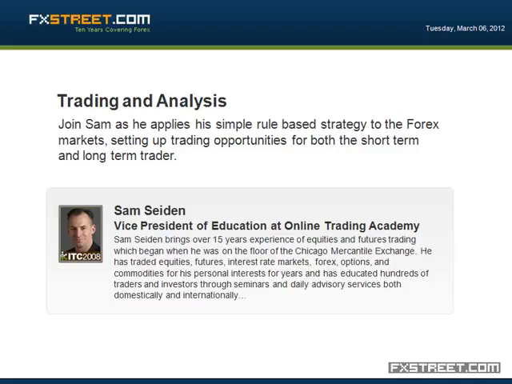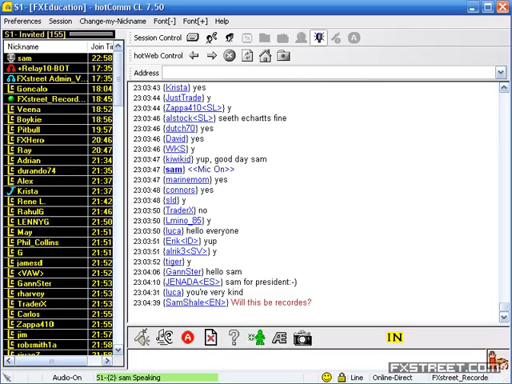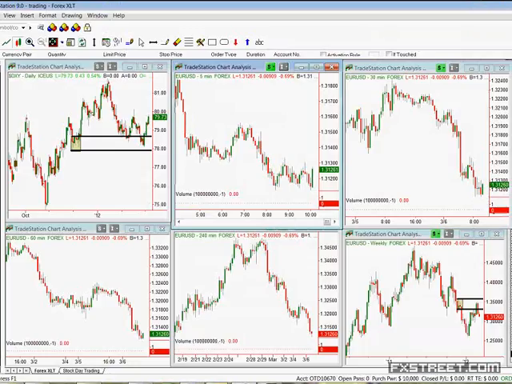Let's get started. For those new to the session, I want to make sure that you completely understand what we're identifying and attempting to identify in these sessions. It is first and foremost to identify where banks and institutions are buying and selling in the currency markets.